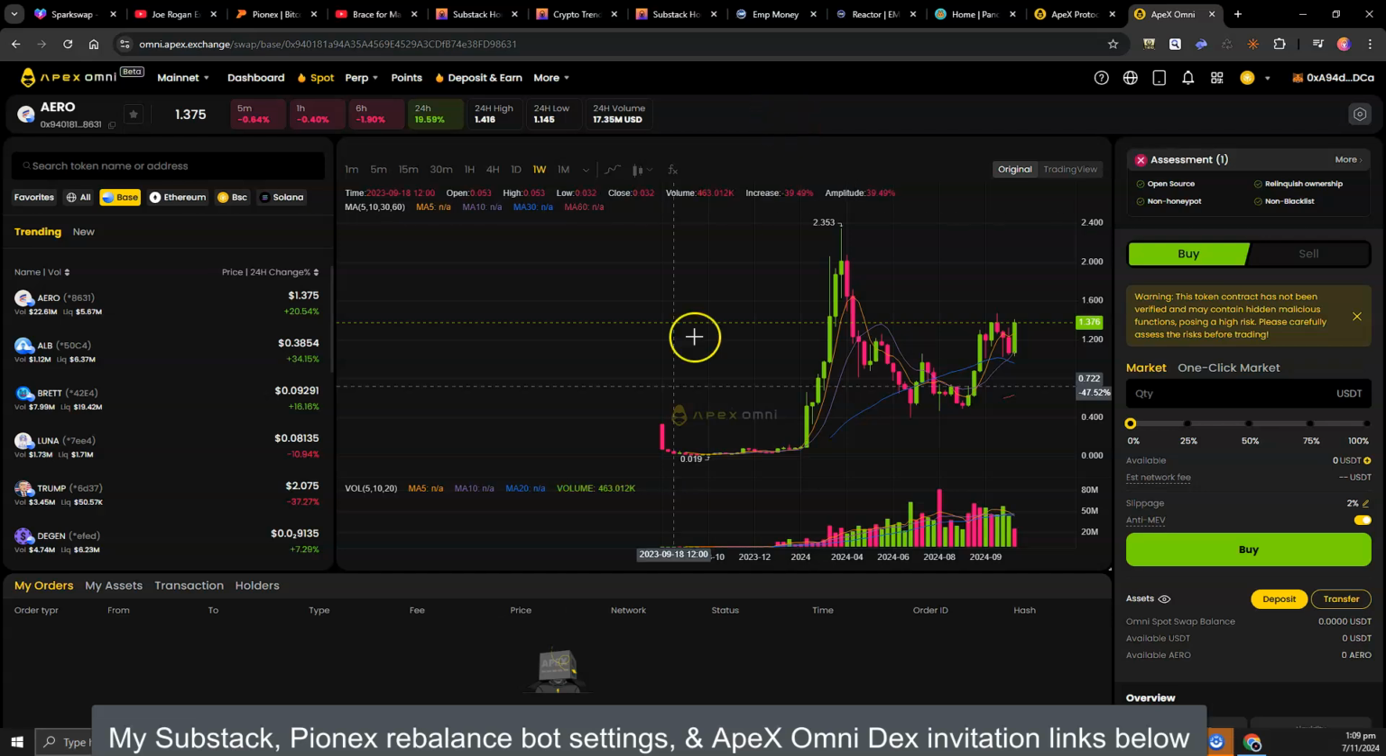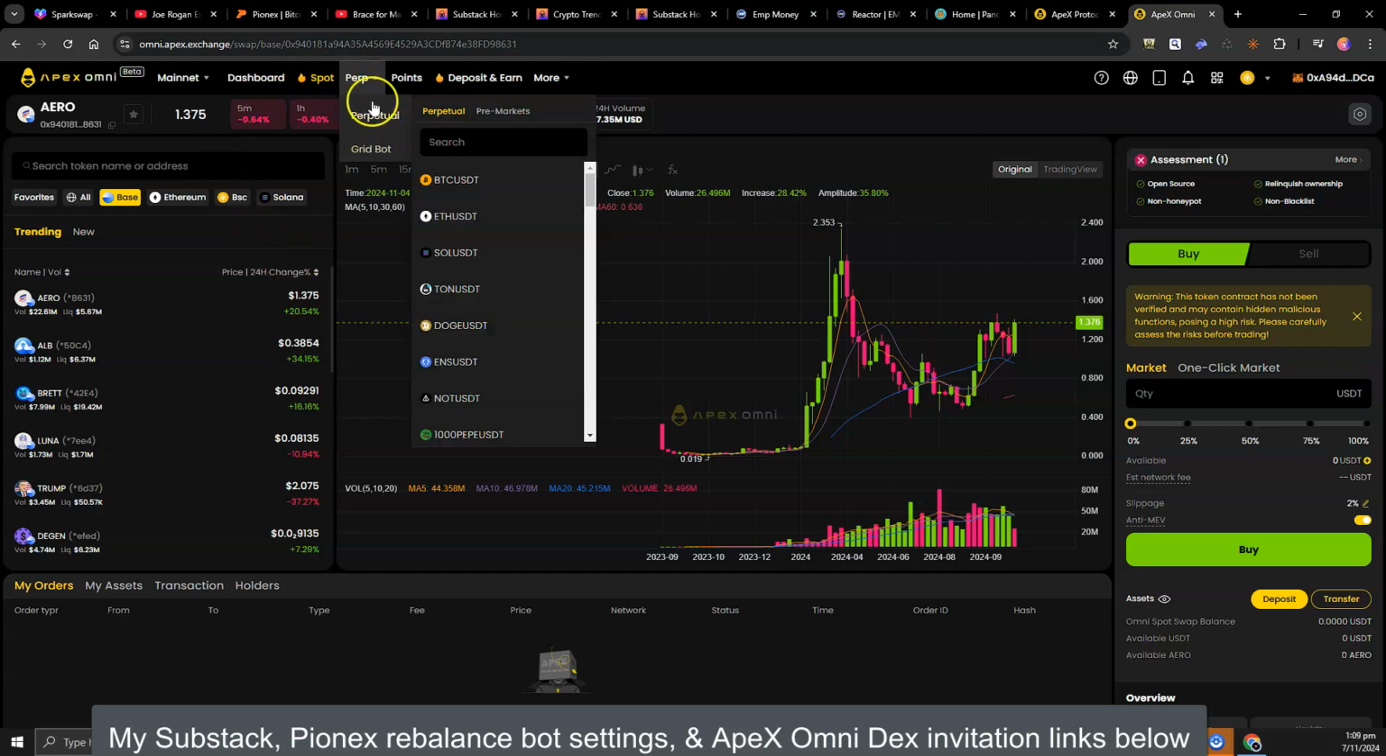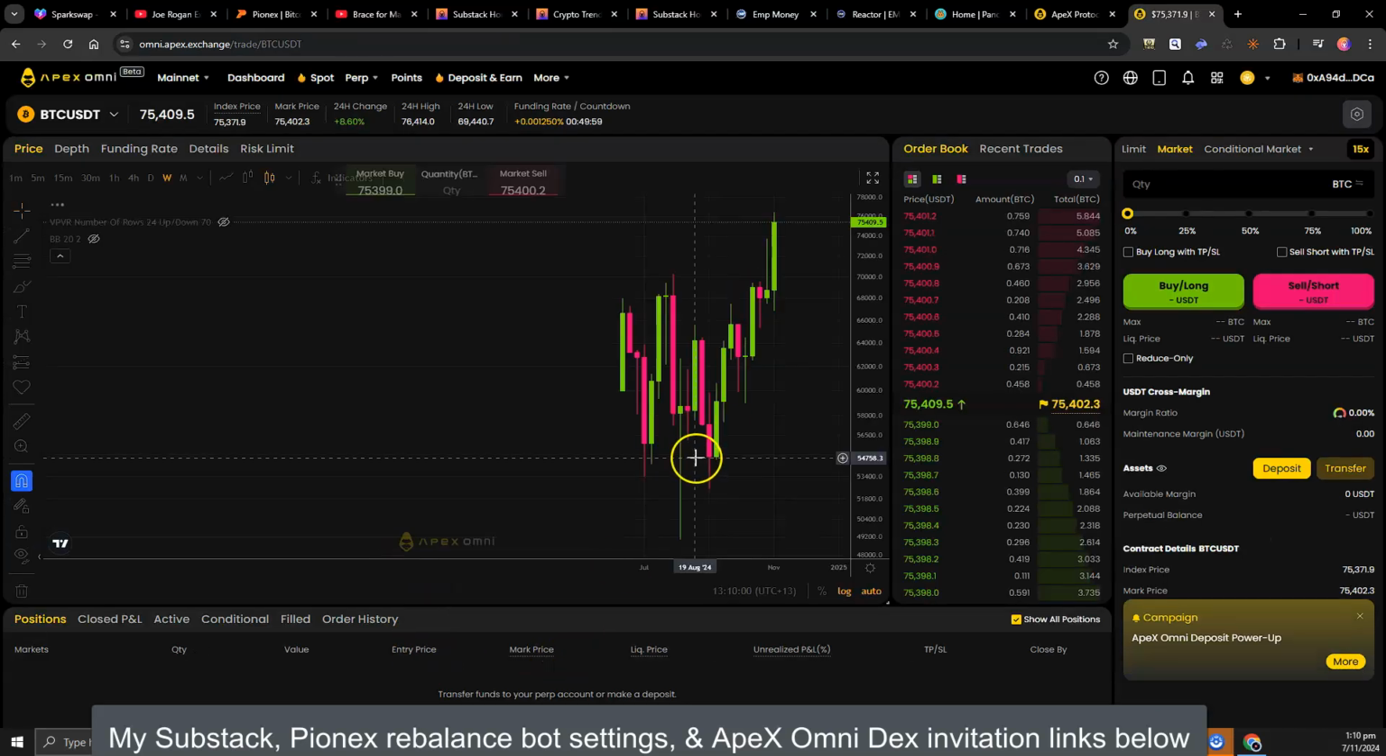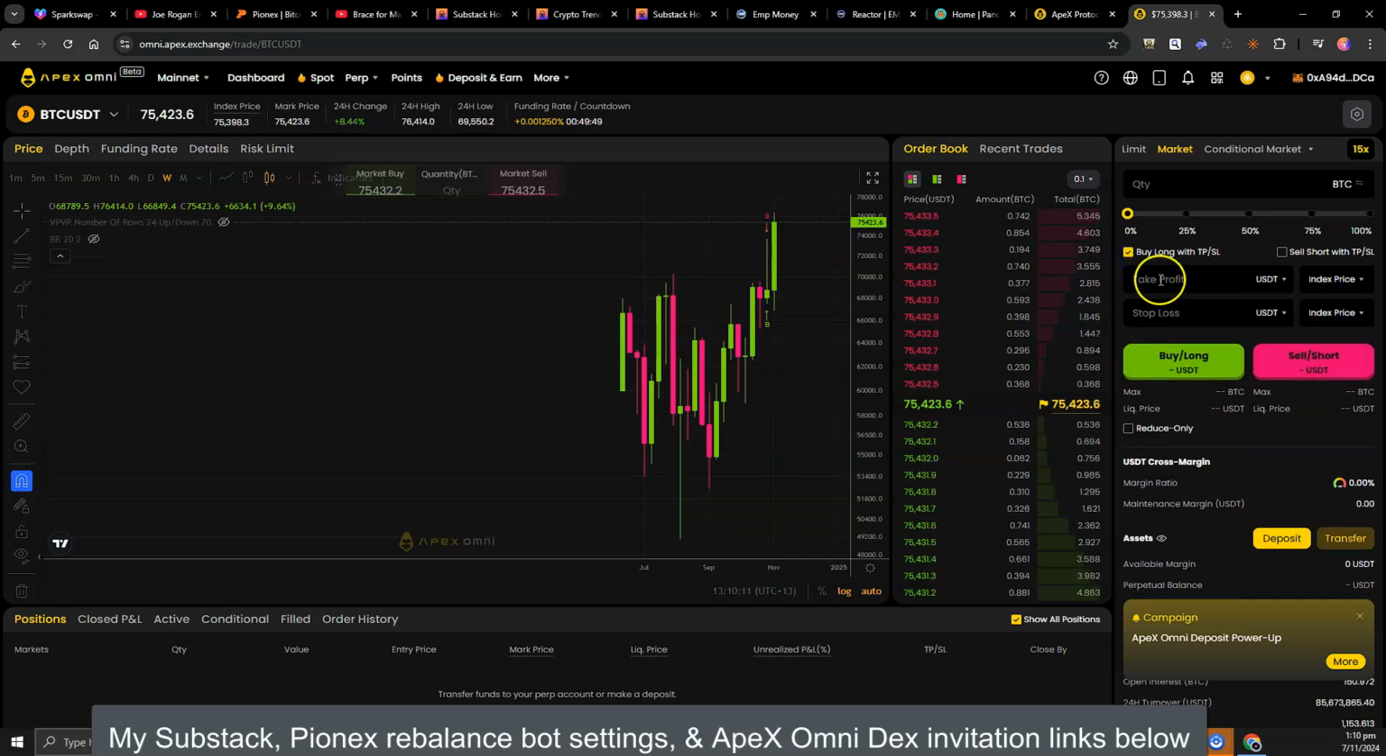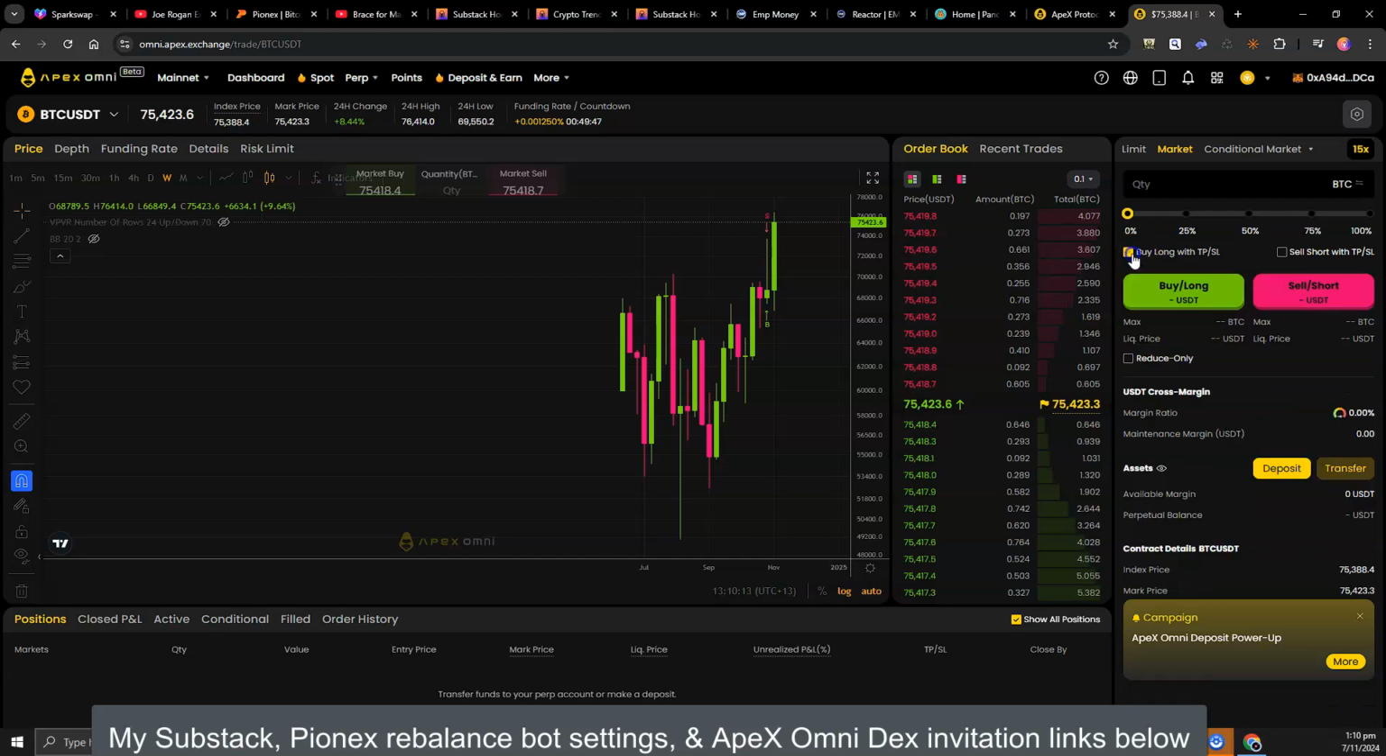So if you want to come in and do some spot trading, you can. And then obviously you've got the perp markets as well. Let's say I wanted to trade BTC. I can essentially come in and do a market or a limit order, select my quantity, go long or short, and then if you select buy long, you could put in your stop loss and take profits over here pretty easily. There is also available margin and maintenance margin over here. Just keep an eye on this.